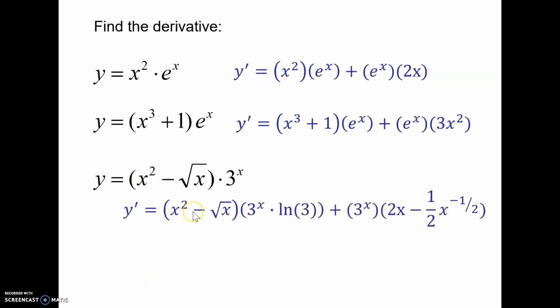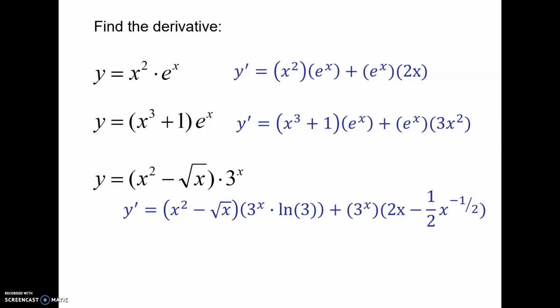It would be the first function, don't do anything to it, times the derivative of the second function, which is itself times the natural log of its base. That's the exponential rule. Plus the second function, don't do anything to it, times the derivative of the first, which would be 2x minus 1/2 x to the negative 1/2. Remember, x to the 1/2, the 1/2 comes to the front, subtracting 1 from the exponent.